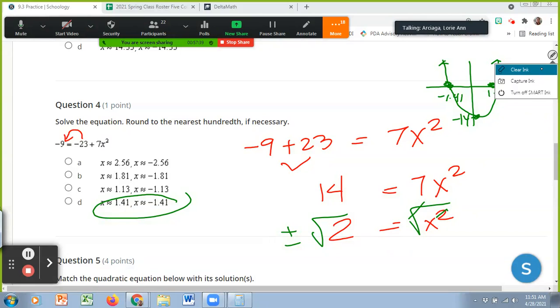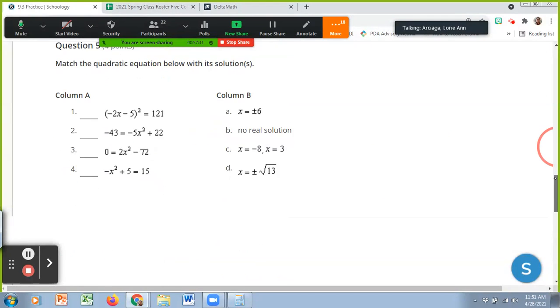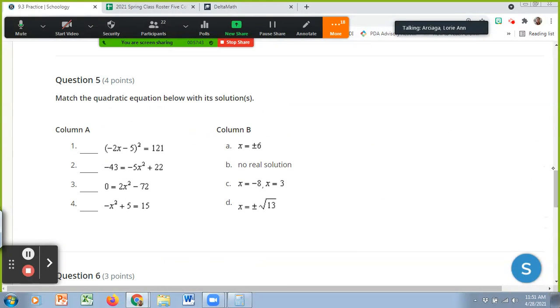Yep. So that's great. Ooh, match, match, match. I love this. This is my favorite. Okay, so negative 2x minus 5 squared. Okay, so this guy is a squared.